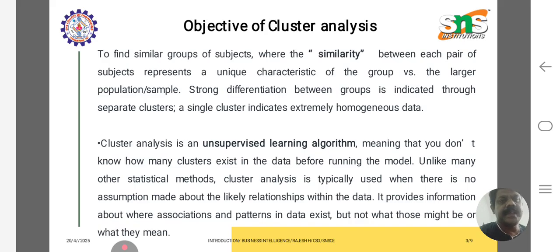So a cluster analysis is an unsupervised learning algorithm, which means you don't know how many clusters exist in the data before running the model. Unlike many other statistical methods, cluster analysis is typically used when there is no assumption made about the likely relationship within the data. So it is providing information about where the associations and patterns in data exist, but not what those might be or what they mean.